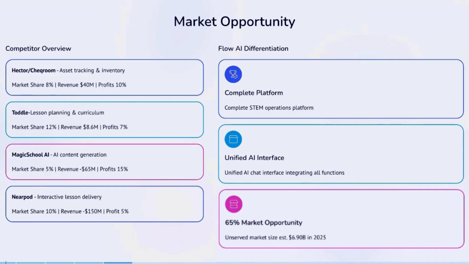What is different in Flow AI is that it is a complete and unified platform instead of offering other specialized tools. Flow AI combines operational intelligence across inventories, planning, and decision making into a single AI driven interface. This unified approach also positions Flow AI to capture a bigger market and to cater to the fragmented market rather than competing in just one narrow category.